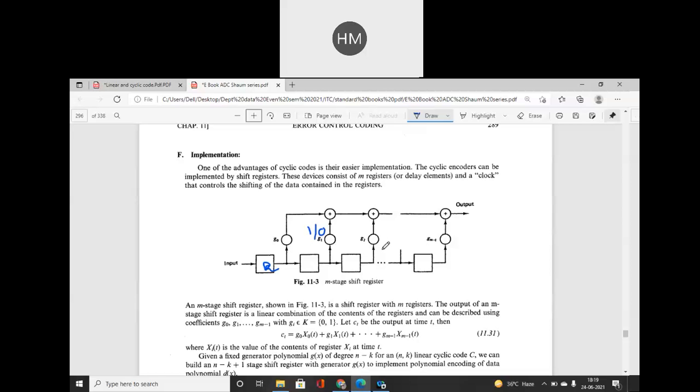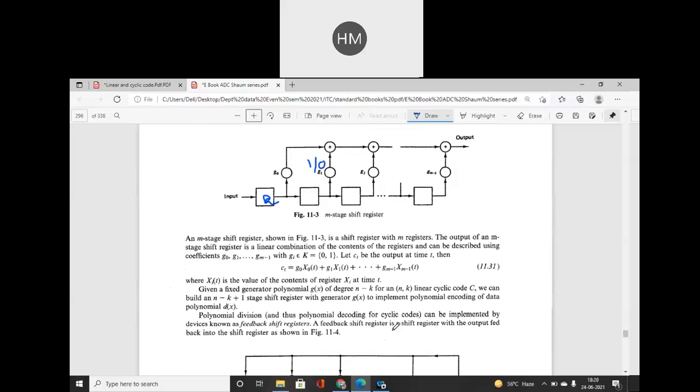ठीक है, this device consists of M registers or delay elements. These registers are also known as delay elements because they store the data for a certain amount of time till you are not applying the next clock. ठीक है, and a clock controls the shifting of the data contained in the registers. Now an M-stage shift register is a shift register with M registers. The output of an M-stage shift register is a linear combination of the contents of the register and can be described using coefficients G0 to G(m-1). Okay students, जो हम mathematical find कर रहे थे उसको हमने through this design implement किया है.